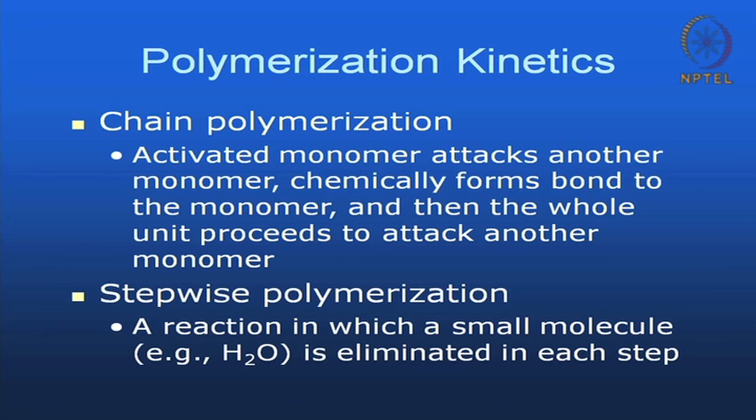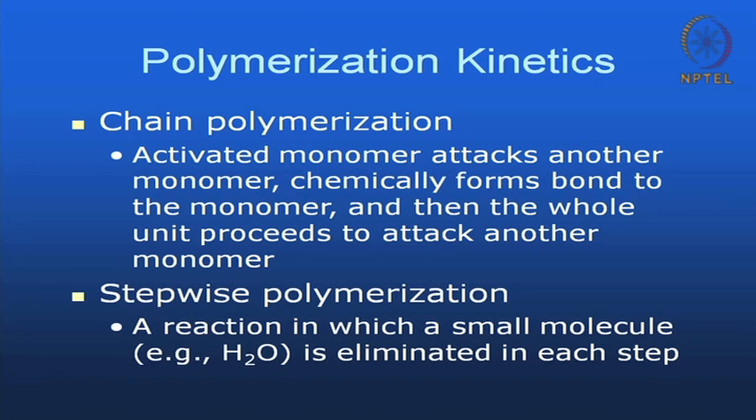So, what is called chain polymerization? Basically, you can say like this: an activated monomer attacks another monomer, or one activated monomer reacts with another monomer and forms a chemical linkage, a chemical bond, with the second monomer, thereby producing a dimer.